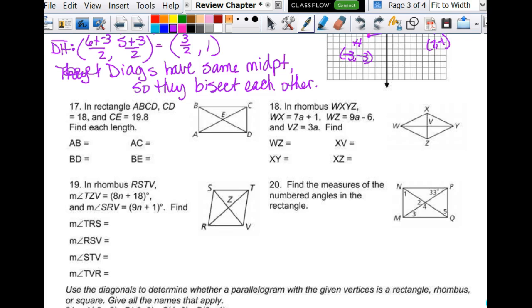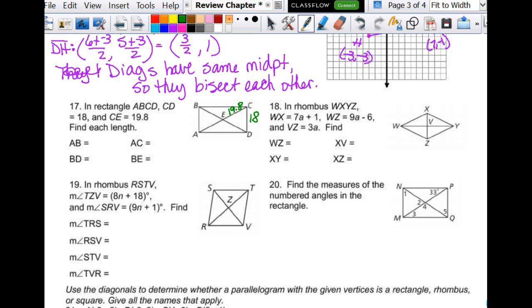Right, now again, on some of the rest of these, it doesn't actually say that you have to state the theorems, but you very well may have to on the test. So there's no room to write them, but we'll talk about them, what we would put. In rectangle ABCD, CD is 18. CE is 19.8. I want to find each length.